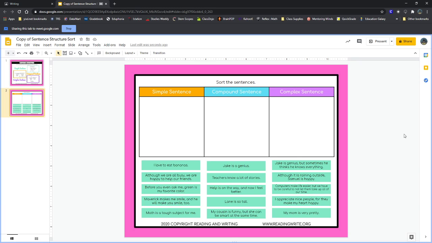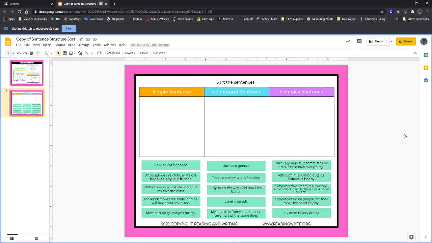So if we remember those videos from yesterday, a simple sentence is just a sentence that has a subject and a verb, a predicate. Simple sentences are usually shorter. There's not a lot of detail or description to them. Very, very simple. Those sentences were fine in our writing. There's nothing wrong with using simple sentences. What we do want to make sure is that we're not just using simple sentences. We also want to use compound and complex sentences.